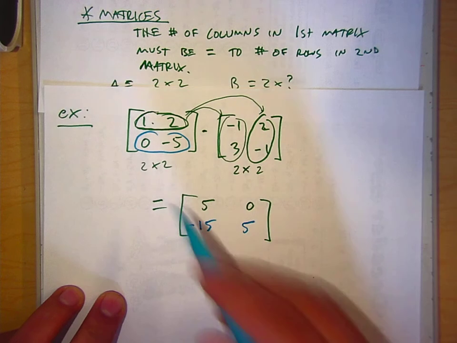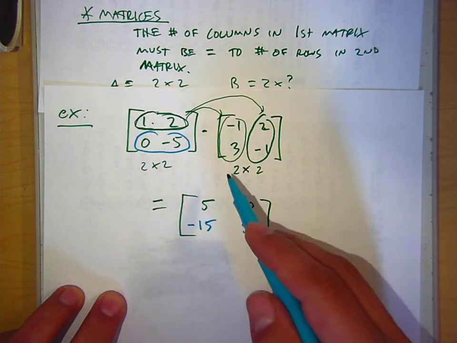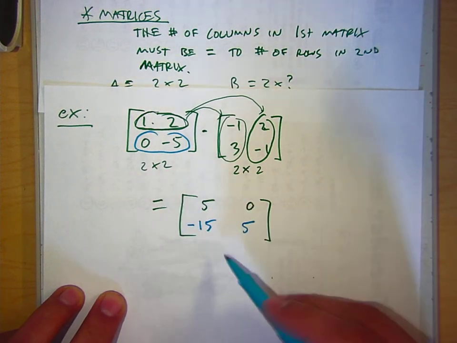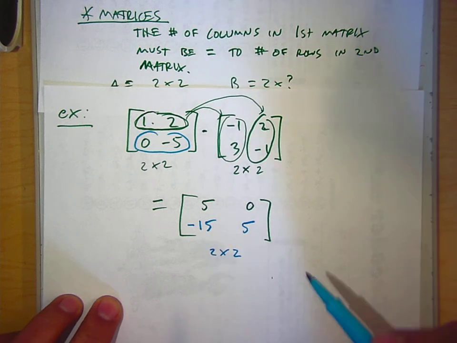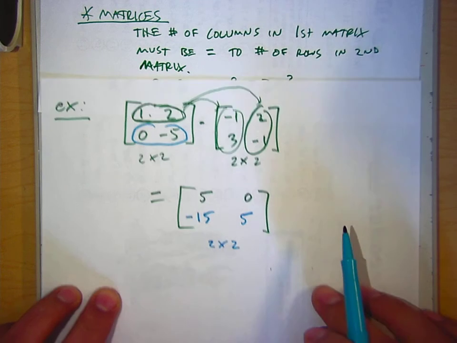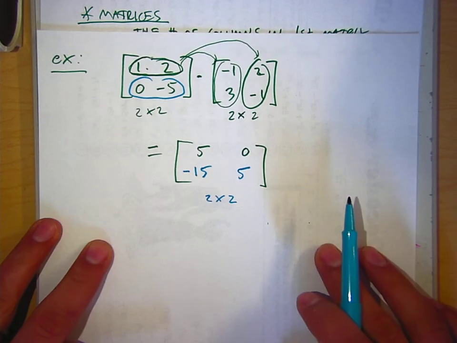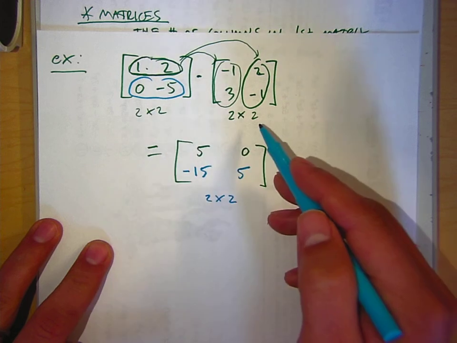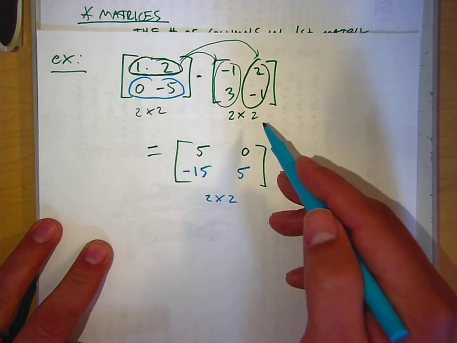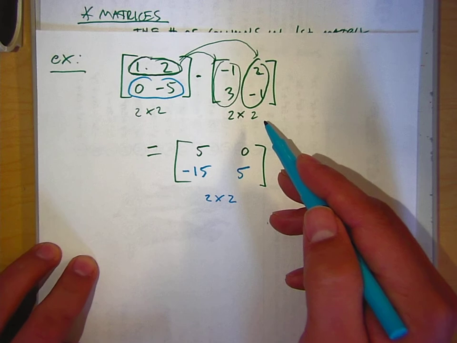Okay? So we multiplied a 2 by 2 with a 2 by 2. What kind of answer did I get? 2 by 2. Okay, interesting. If you can't multiply, you would just say not possible, and you would say number of columns in the first matrix does not equal number of rows in the second matrix. Okay.